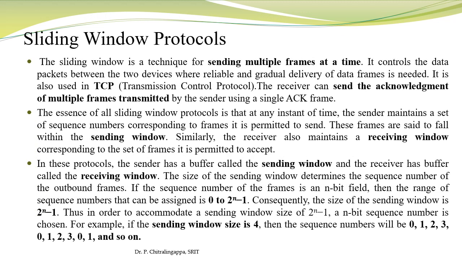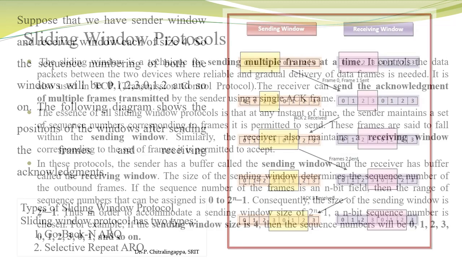Sliding window protocols are stop and wait protocol, go back N, and selective repeat ARQ. These are some of the important protocols. In this case there are two windows: one is the sending window and the second one is the receiving window, which send frames to the next level.